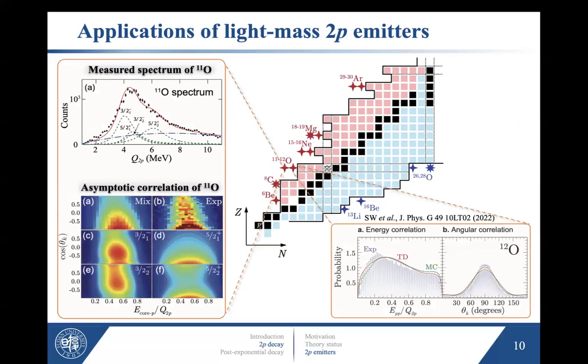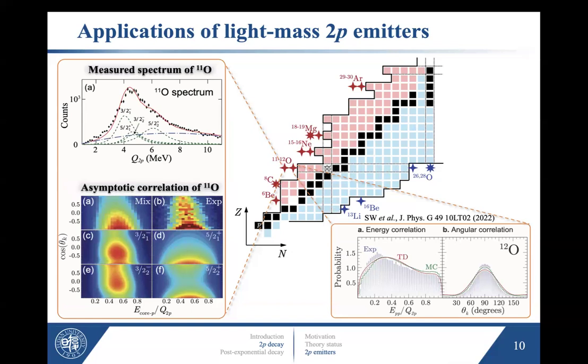So first are light mass systems. In this case, we have successfully reproduced the experimental observations about the energy correlation and angular correlations. Meanwhile, we also used the calculations to pin down the spectroscopy in this oxygen-11, because experimentally they can only measure a broad resonance peak, but they don't know the details inside this resonance peak, whether it has multiple states.